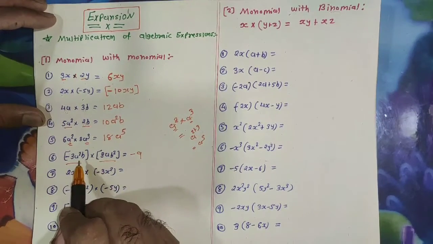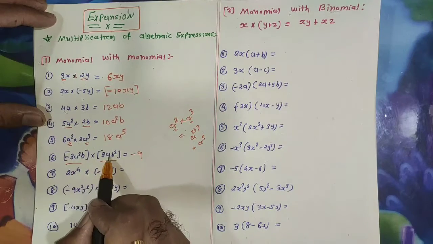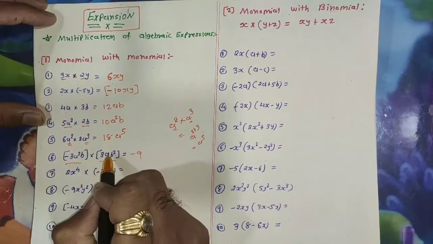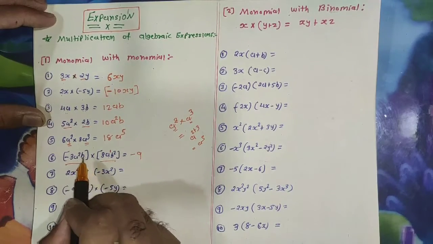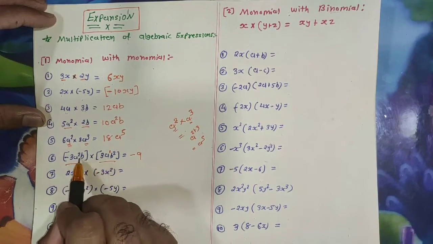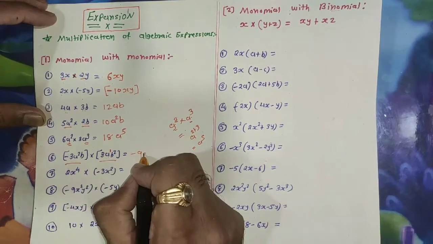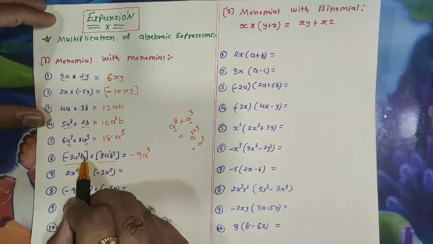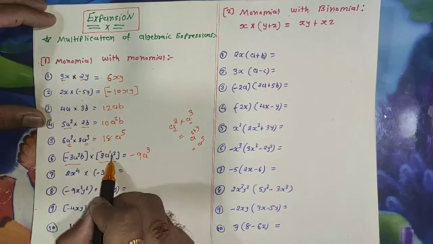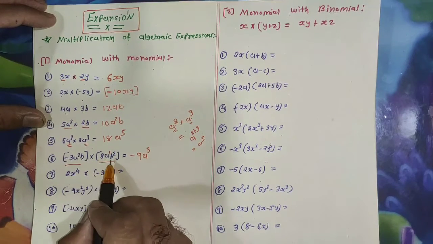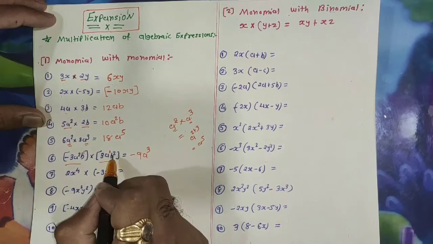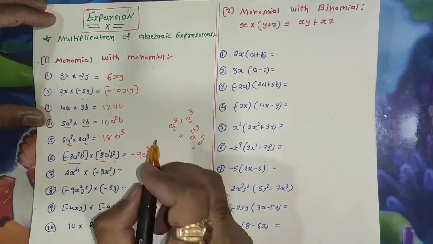Then multiplication of variables, that is a square into a. Here the power of a is 2, here the power of a is 1, so bases are equal and they are in multiplication, so we have to perform the addition of their powers. So it's 2 plus 1 is 3, so it's minus 9a cube. Again multiplication of b with this b square, so b into b square, again bases are equal, they are in multiplication, so we have to perform addition of powers. Power of b is 1, here power of b is 2, so their addition is 1 plus 2, which is b raised to 3.